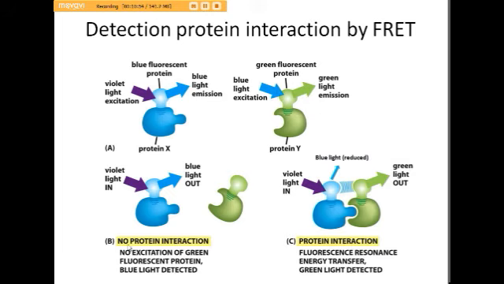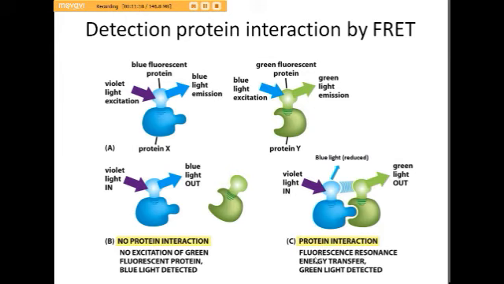When there's no protein interaction between X and Y, the BFP and GFP are further away from each other, so there will be no FRET. Under this circumstance, if we use violet light to shine this system, there will be only blue light generated because there's no FRET between BFP and GFP.